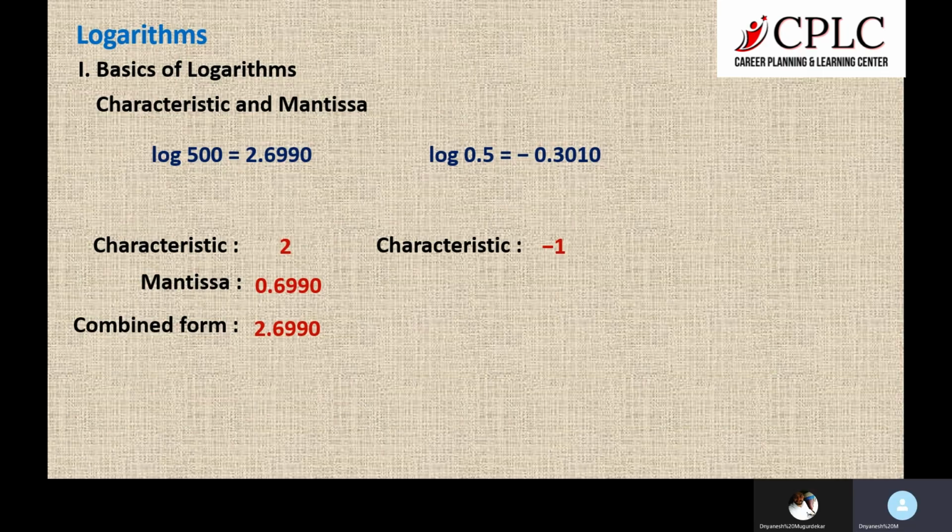What we are going to do is subtract the actual value from 1. So you subtract 0.3010 from 1, and whatever answer you get will be your correct answer for the mantissa. In this case it will be 1 minus 0.3010, which is 0.6990. So for negative numbers, that's the only part that you are supposed to remember as far as characteristic and mantissa is concerned.